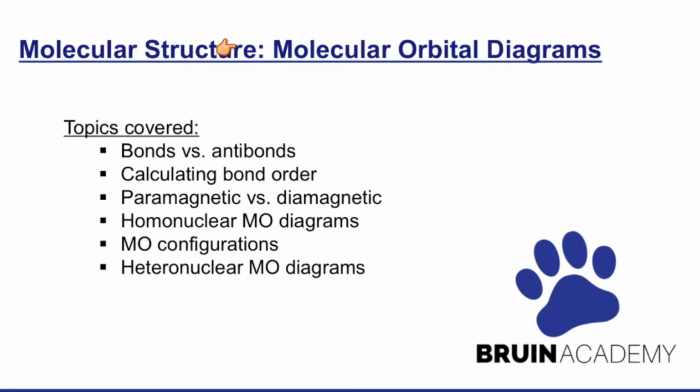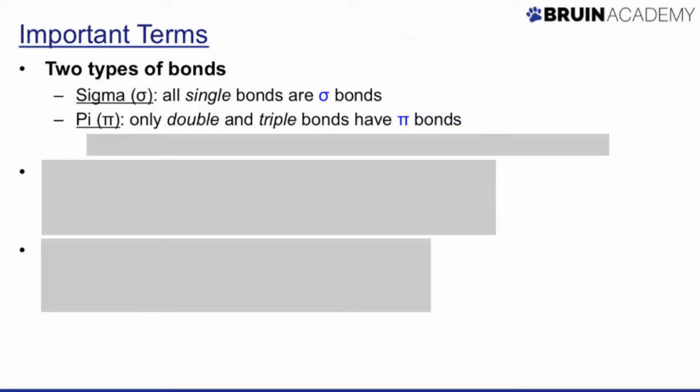So molecular orbital diagrams may seem like a very tricky topic, and it is at first, but it becomes much simpler when you know the rules, and it's actually not as tricky as it might seem at first. But first things first, a few important terms.